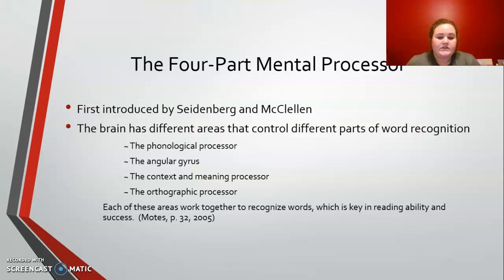Context and meaning processor is the next one, and it helps with language comprehension. And then orthographic processor we will talk about more towards the end, but it helps with our stored words and being able to recognize those. Once we put all of these together, that helps our reading ability and it helps reading success. So we're also able to target each of those categories and improve and strengthen their brain in those areas.